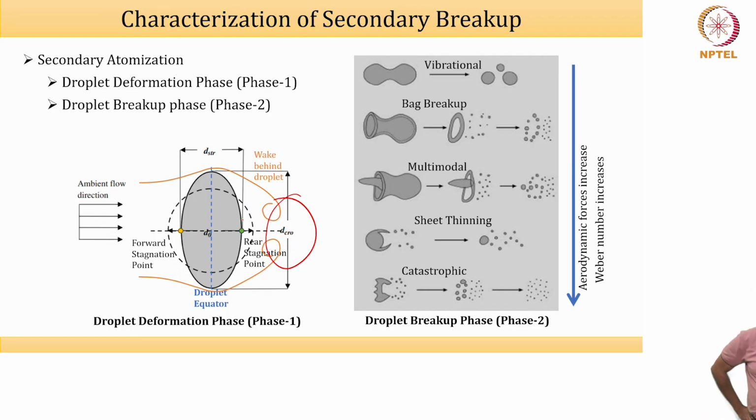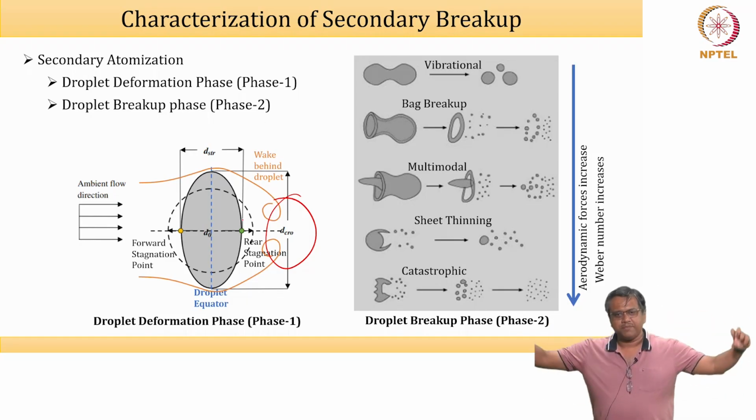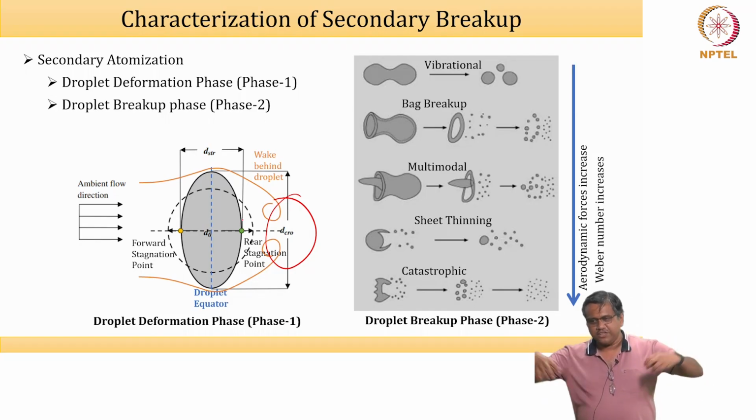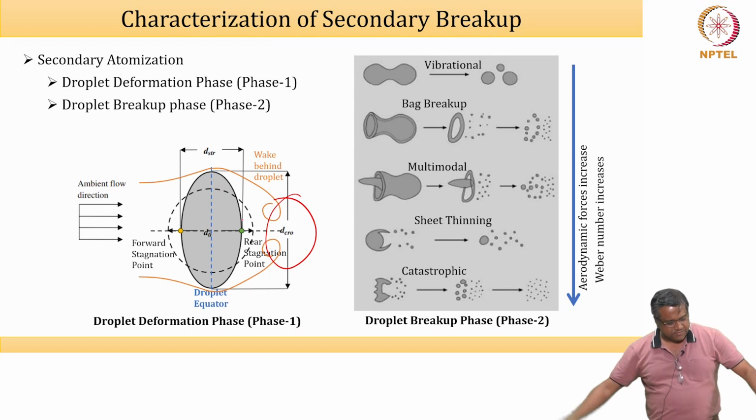Right. So the second phase is that once the stage is set and the droplet is deformed, now you bring out all your machine guns into the picture. The first one is the easiest part, that is nice and lit: the vibrational mode of breakup. It's basically a dancing sequence. You dance and then you break. That's what happens, and it depends on the natural frequency and a lot of other stuff.